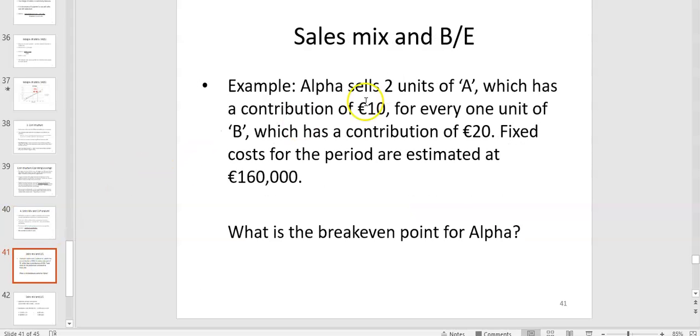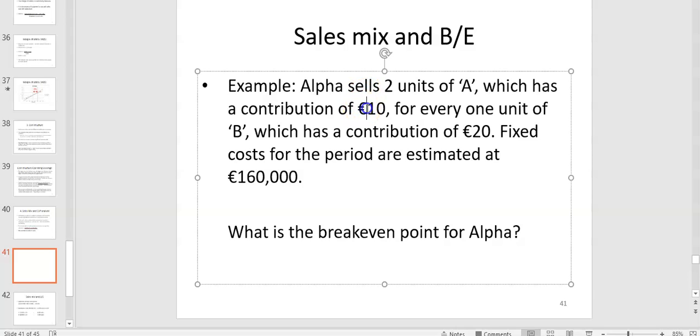So take, for example, Alpha. Alpha sells 2 units of A, which is a contribution of €10 per unit, for every 1 unit of B, which is a contribution of €20. And fixed costs are estimated at 160,000. So now we're getting a bit complicated because you don't just sell all of A and you don't just sell all of B. You sell a mix. For every 2 units of A, you sell 1 unit of B. So your sales mix there is 2/3 A to 1/3 B. Because if you sold 3 units as a package, 2 of them will be A, 1 of them B.